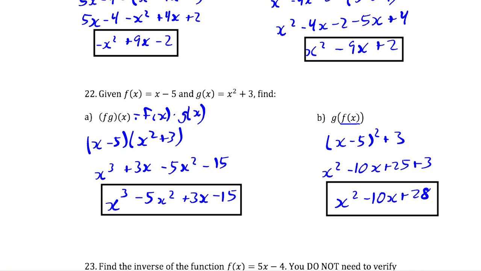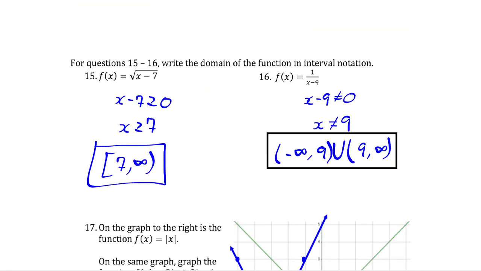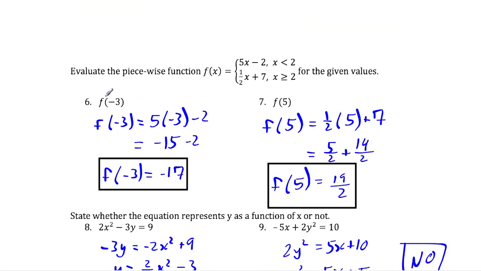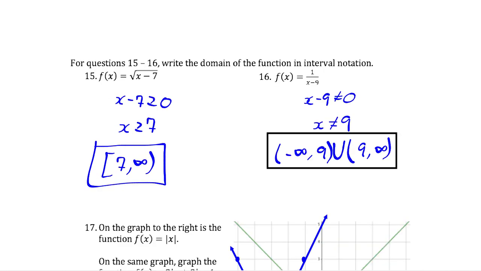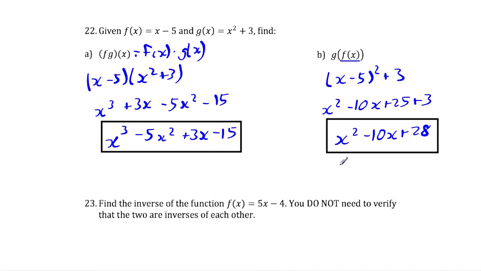So this is a composition of a function where, just like we did before, for these problems, f of negative 3, f of 5, we replaced the x value with the negative 3 or the 5. Now we're just replacing the x value with a function.